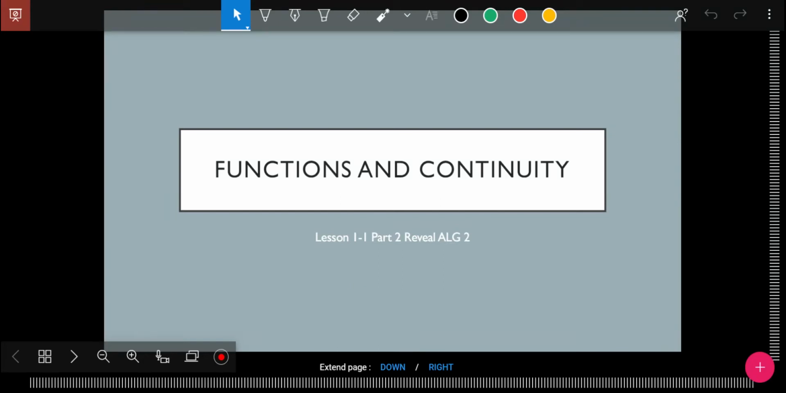All right, guys, this is the second part of lesson 1-1 on functions and continuity. And so if you weren't in class for the first part, or if you didn't watch that video, you probably should go back and do that now.